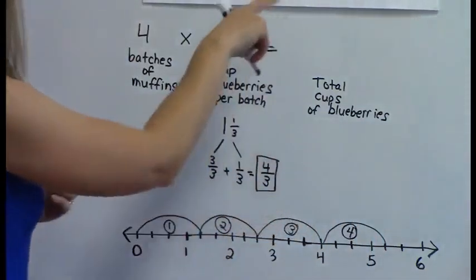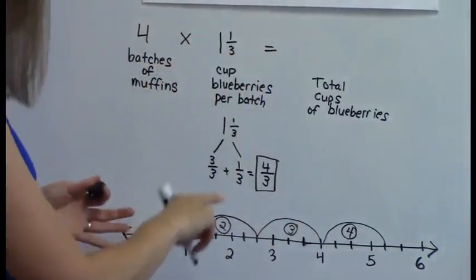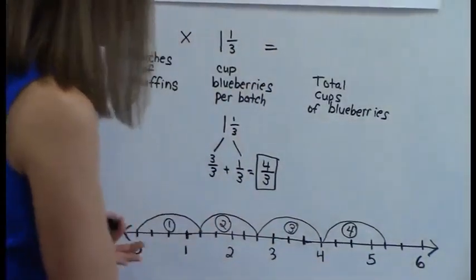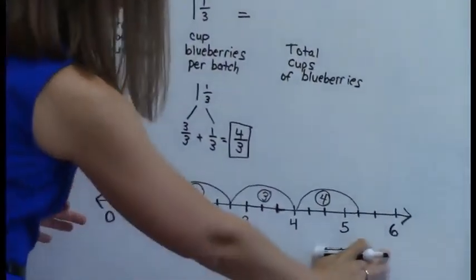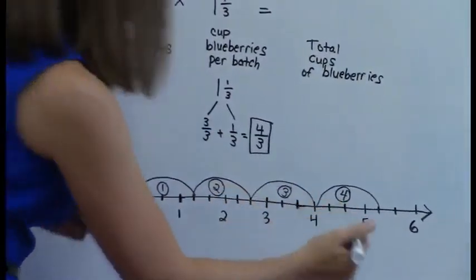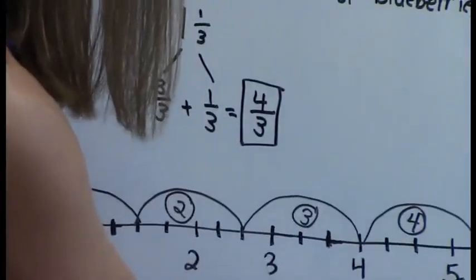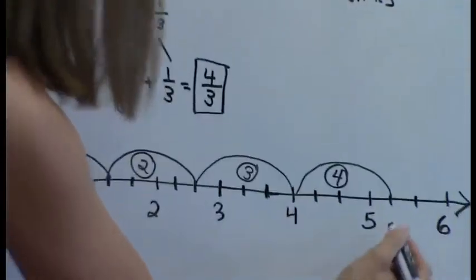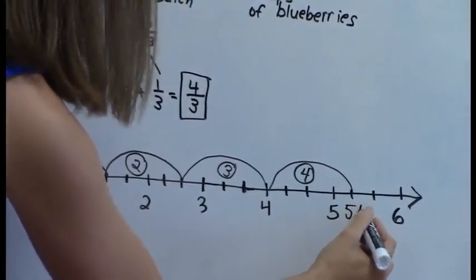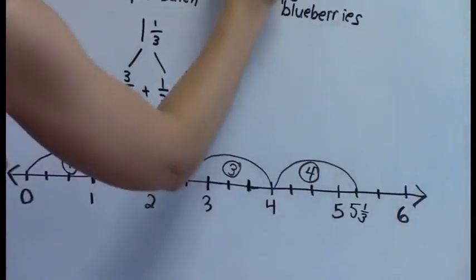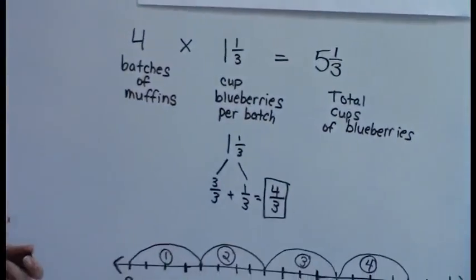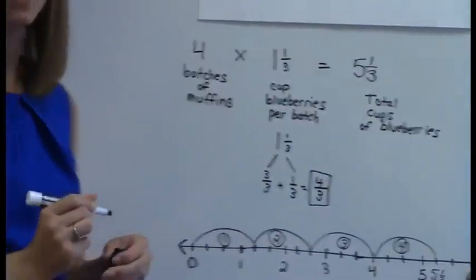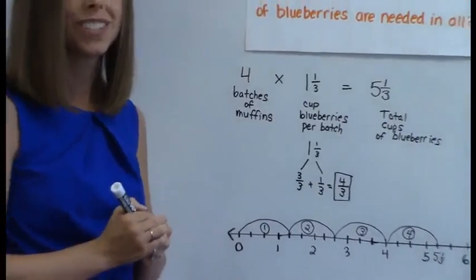So what we're looking for is how many cups of blueberries are needed in all, so I'm going to see where on the number line I ended. I didn't label them this time since it was such an extensive number line, but I can see that we're just past the 5, and I know we're counting by thirds, so this is going to be 5 1/3, making the answer to our question 5 1/3 total cups of blueberries for all of the batches.